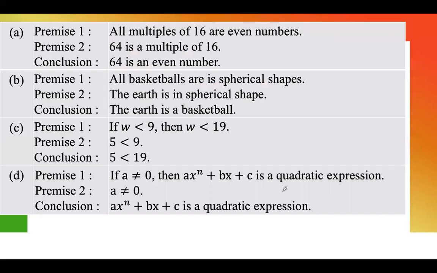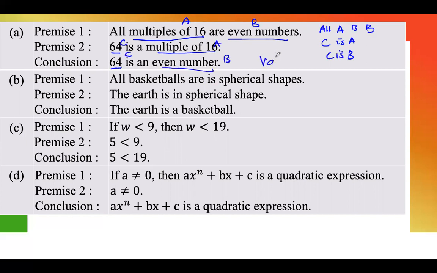Okay, so let's see. All multiples of 16 are even numbers. 64 is a multiple of 16. 64 is an even number. Our form number 1, or type 1, is all A is B, C is A, C is B. So here is A, this one is B. So C is A, so C here is A, C is B. So this is valid. So is it sound?